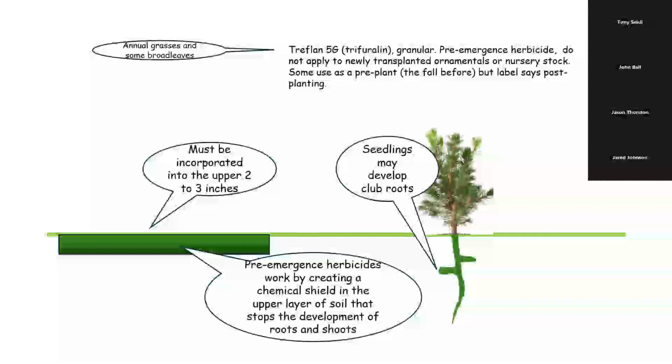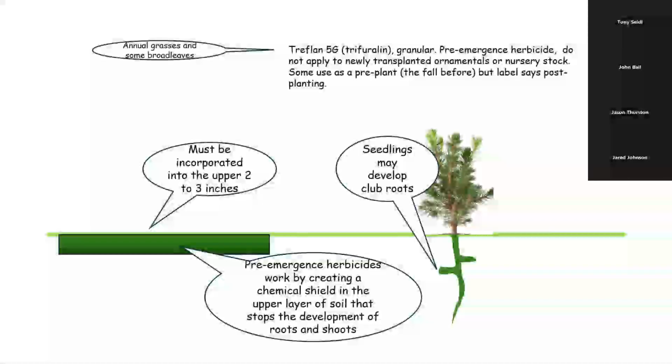But notice what it says, do not apply to newly transplanted ornamentals or nursery stock. Now, I do know people that use it as a pre-plant, either putting it down the fall before. It has a half-life of about 30 days. So if you're using it the season before, you're reasonably safe, unless it's too late. The other is that there are some people who use it as a pre-plant in the spring that they're planting, and that's a little dicey. You may not kill the seedlings. You may get them developing club roots on it, as my little sad drawing is showing.